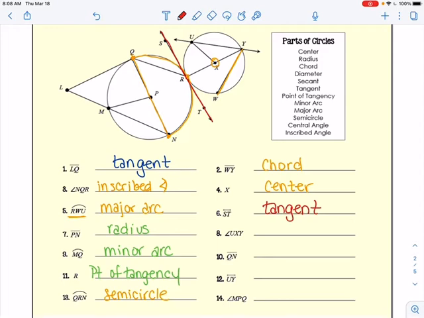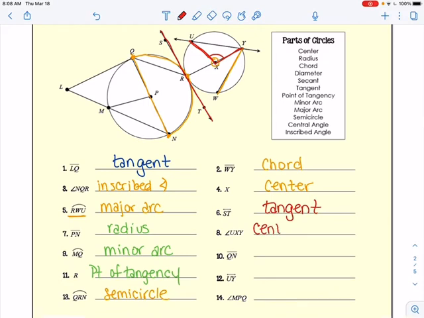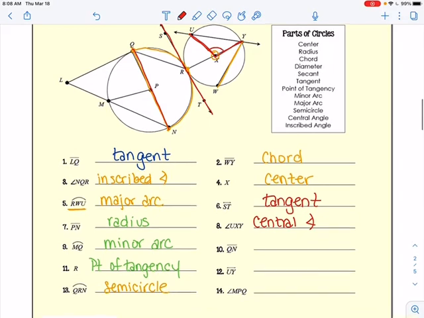Next, I have angle UXY. So UXY is this angle right here that I highlighted in red that now has the red arc through it. Okay, and again, that vertex is in the center of the circle, which means that's a central angle. Line segment QN. QN goes right across the center of that circle in that left-hand circle, passes through the center. That means it's not only a chord, it's more special than that. It's going to be a diameter.